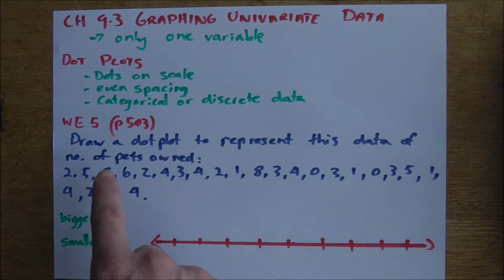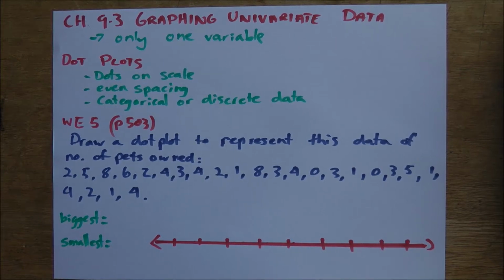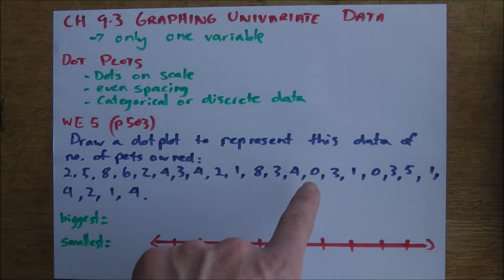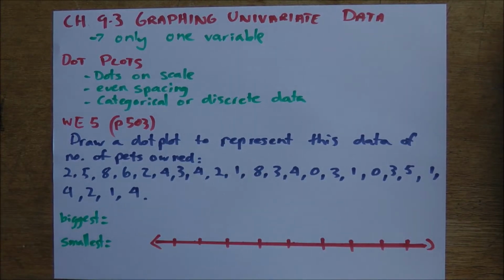Alright, so here's my example, worked example 5. Draw a dot plot to illustrate the following data that represents the number of pets owned by each student in a class. So here's a class of some 24 odd students that we've surveyed. We asked them how many pets they had. First person had 2, the next person had 5, this person had 8, lots of pets, and so on. He only had 1 pet, this guy had 0 pets, and so on.